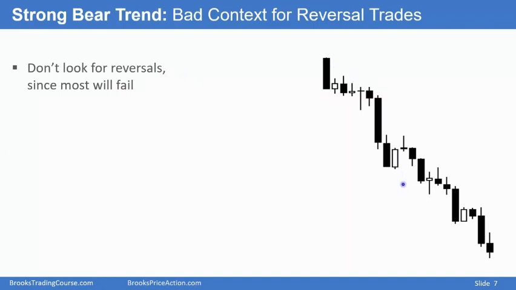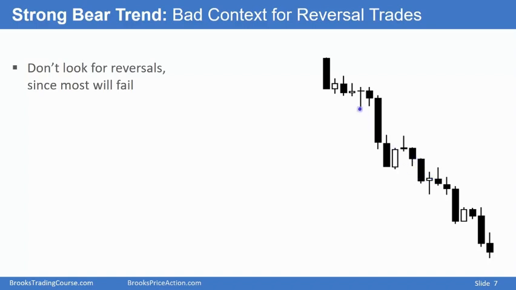Strong bear trend, tight bear channel, pullbacks are only a bar or so. Don't look for reversals because most reversals will fail. So even though you got a good bull bar here, and here you got a bull reversal bar, it's small compared to the bear bars before it.